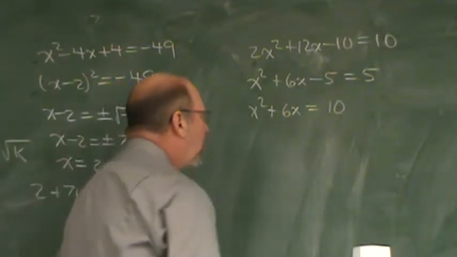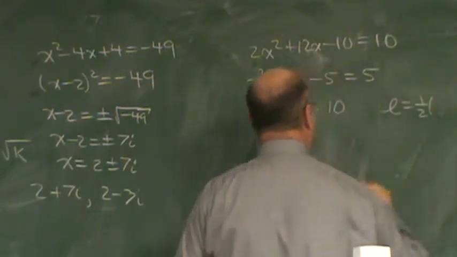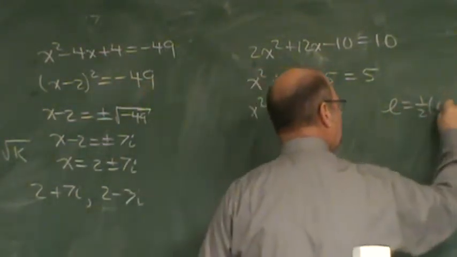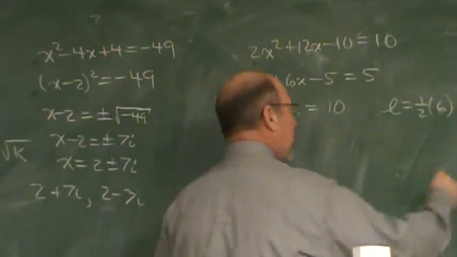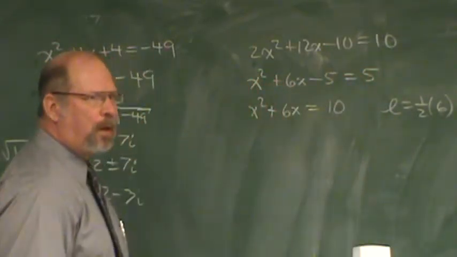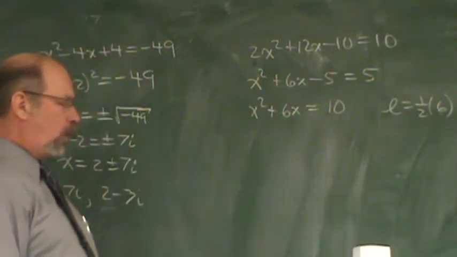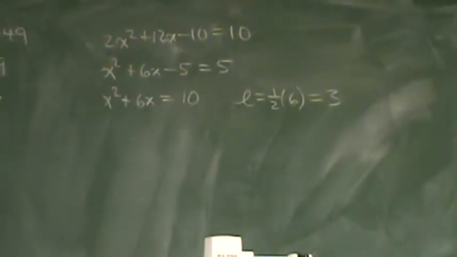Okay. Now, next step is to find your L. L is going to be half of this number. In this case, L is half of 6. And I always want you to write down what L is. Half of 6 is 3. Okay? I think I used K in the handout, but K, L, same thing. Are you with me?